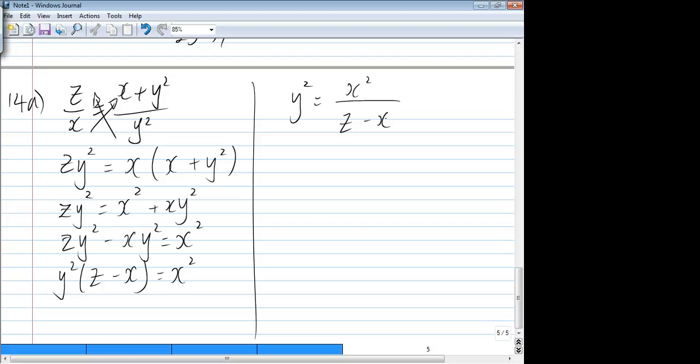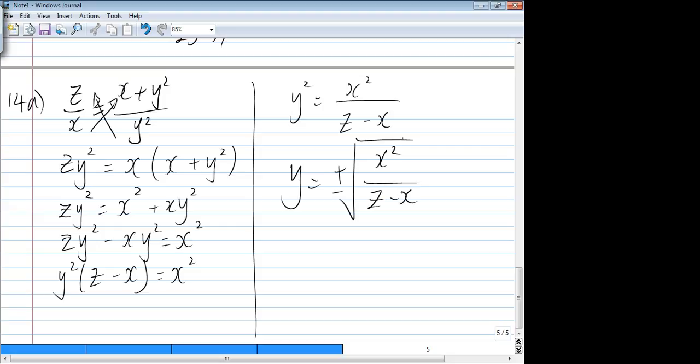Almost there already. They wanted Y to be the subject. What do I have now as the subject? I have Y squared. So what should I do? Square root. When students take the square root, what do they always forget to do? Plus minus. Just this morning at my consultation session, somebody kept forgetting to put the plus minus. Right, Axel? So can you remember already or not? So Y equals plus minus square root of X squared over Z minus X.